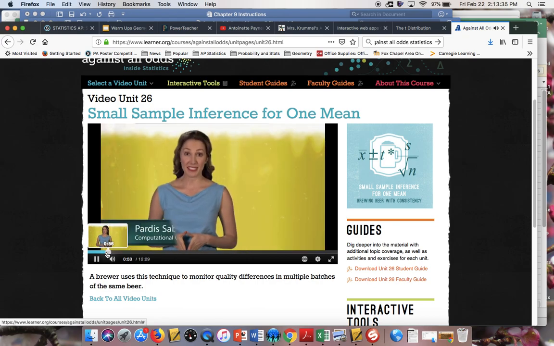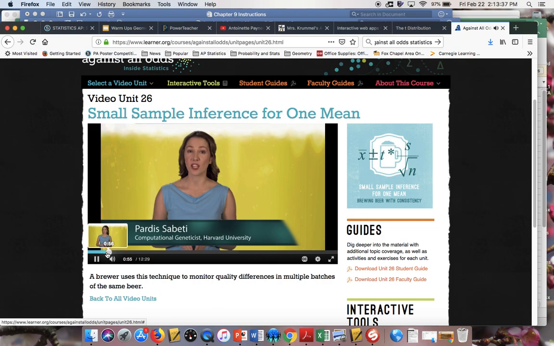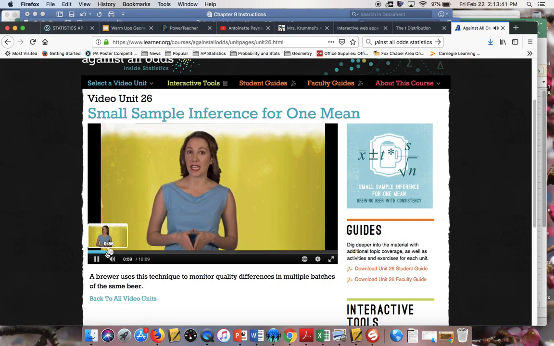Hi, I'm Pardis Sabeti, and this is Against All Odds, where we make statistics count. Inference is the name of the game when we want to make conclusions about a whole population based on our sample data. In our module about confidence intervals, we learned how to use z-procedures to calculate a confidence interval for a population mean. The z-procedure works in cases where we know the population's standard deviation, but that's hardly ever the case in real life. Now we'll learn a way around that limitation.